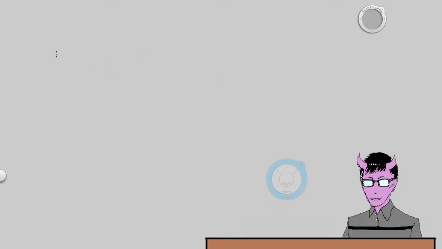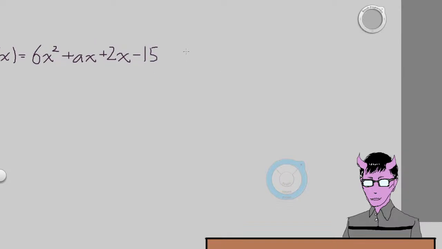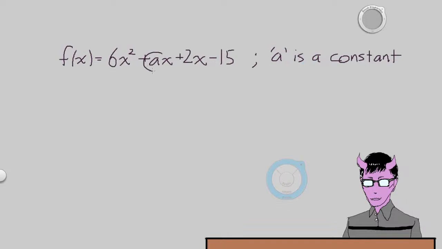We're told that f of x is equal to 6x squared plus ax plus 2x minus 15. And here is the little disclaimer, a is a constant. So this is fairly standard practice on standardized tests, like the SAT. So a is a constant. It's just to say that this is not a variable.